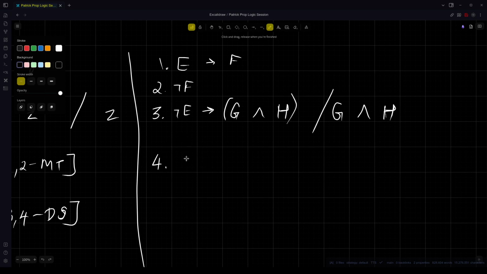And then this one I used again modus tollens. So you first tell me what you got and then you tell me which rule you used. Not E. And you used which rule? Modus tollens. On which two premises? On the first and the second. Okay.